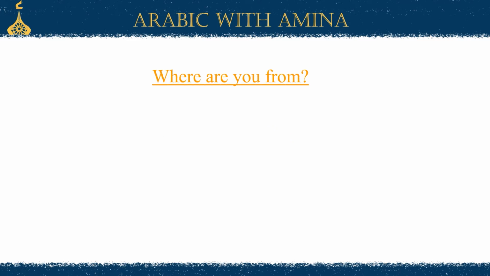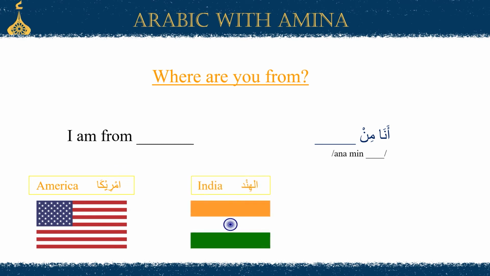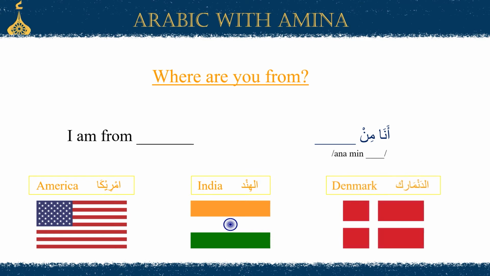Then we're going to say where we are from. Fill in the blank with the name of the country you are from. Ana min blank. If you're from America, you could say Ana min Amerika. If you're from India, you could say Ana min al-Hind. And if you're from Denmark, you can say Ana min al-Denmark.